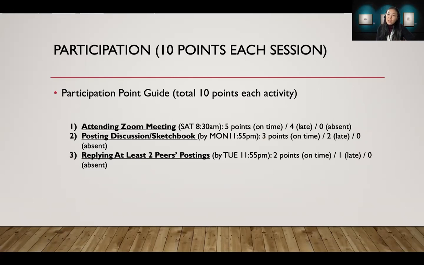The participation will be 10 points per each session. This is going to be graded by 3 ways. First, attending Zoom meeting will be 50% of each session's total. If you attend Zoom meeting on time, you will get 5 points. And if you're late for the meeting, then you will get 4 points. And if you're absent, you will get nothing for this part.